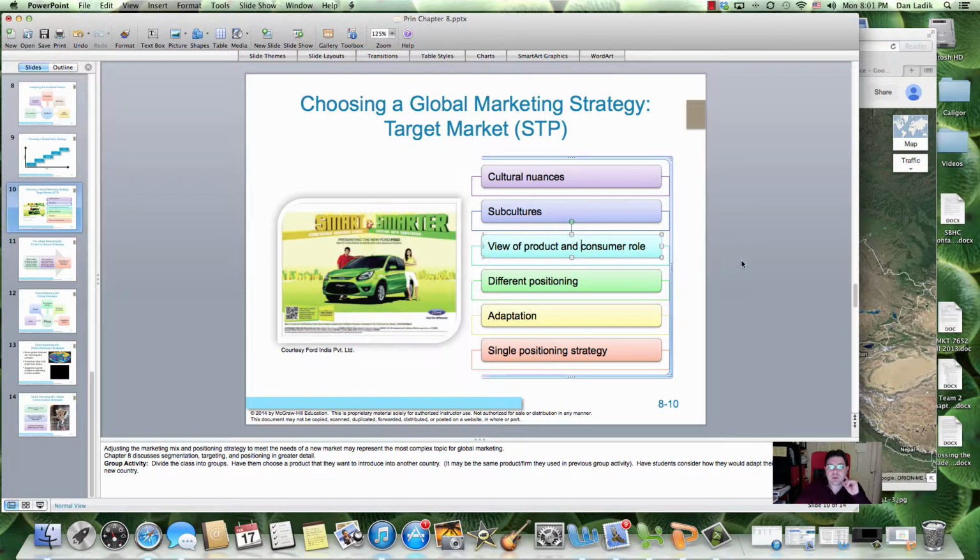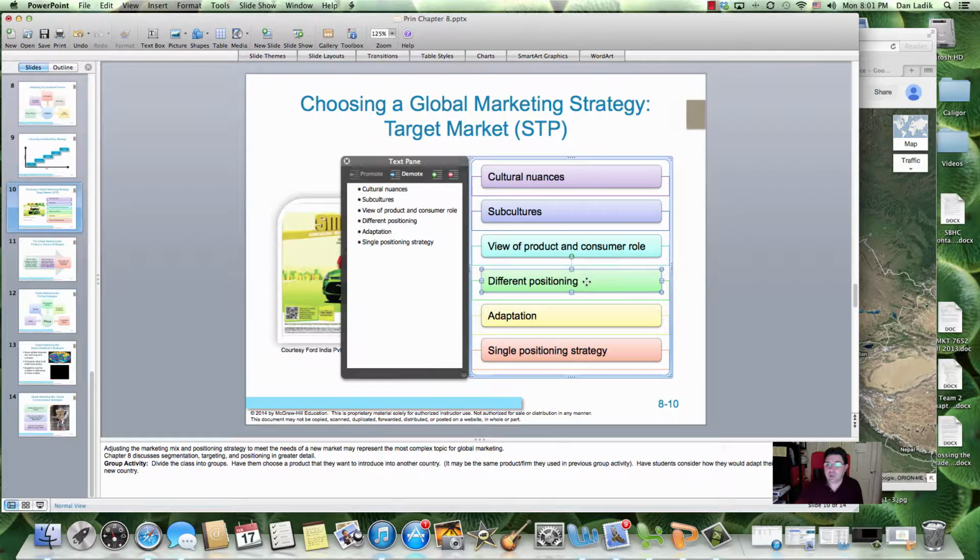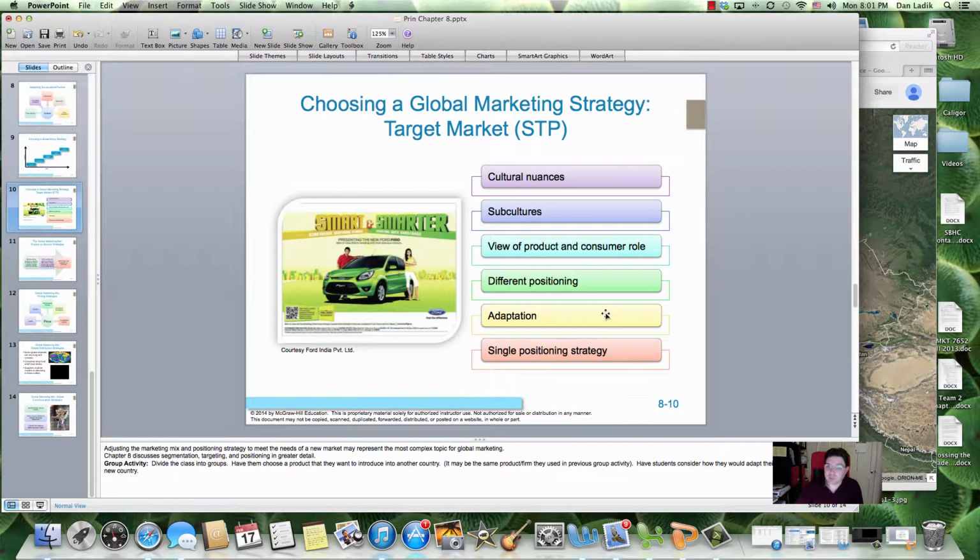Depending on the product and the consumer role, some companies need to make adjustments. Who buys the product or who uses the product, versus how it's used in the domestic marketplace. Meaning there could be different positioning. And perhaps either the product gets adapted, the positioning gets adapted, or the target market gets adapted.